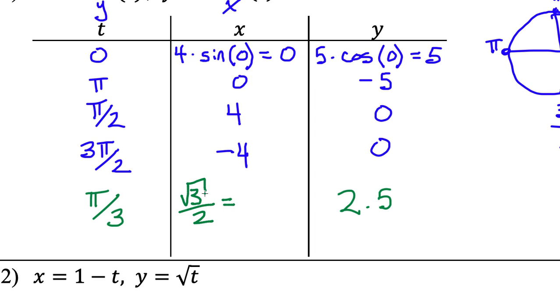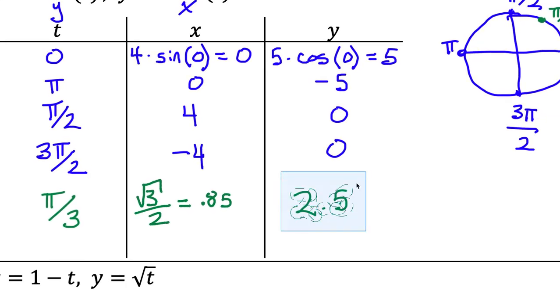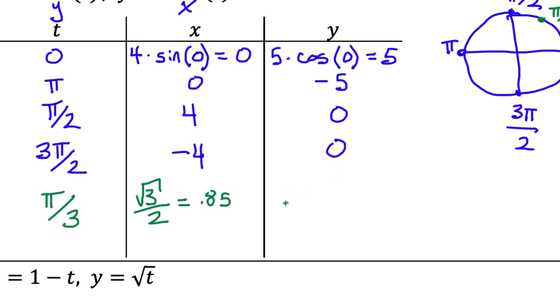And that, well, square root of 3, we should know that's about 1.7. And then 1.7 divided by 2 is about 0.85. So that's a rough approximation. I guess I can show my work a little bit better here. Showing my work, this should be 0.5 times 5, and that's how I got 2.5.